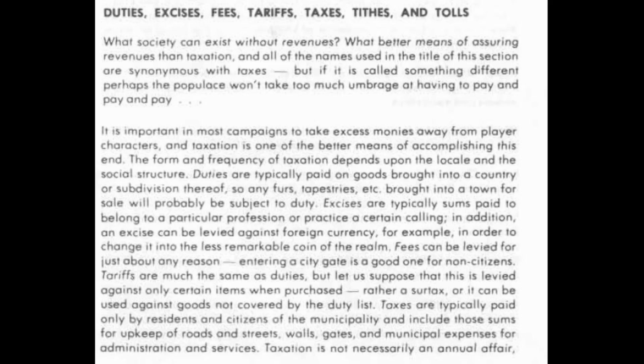There's a section, page 90, in the DMG, First Edition Advanced Dungeons and Dragons Dungeon Master's Guide, on duties, excises, fees, tariffs, taxes, tithes, and tolls. That's right, all of those things. But he asked the question, what society can exist without revenues?